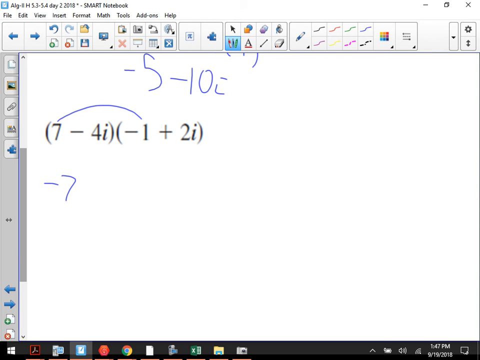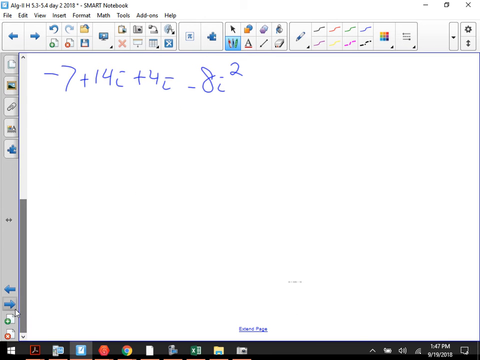First, negative 7. Outside, 14i. Inside, negative 4 times negative 1. And then a minus 8i squared. Now, what's negative 8 times i squared? 8. Because it's negative 8 times negative 1. So this is plus 8. This is an 18. And this is still a negative 7, which gives me?